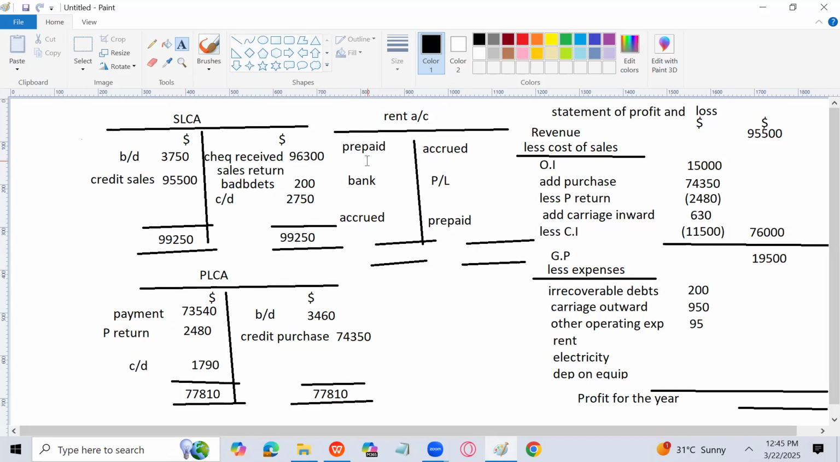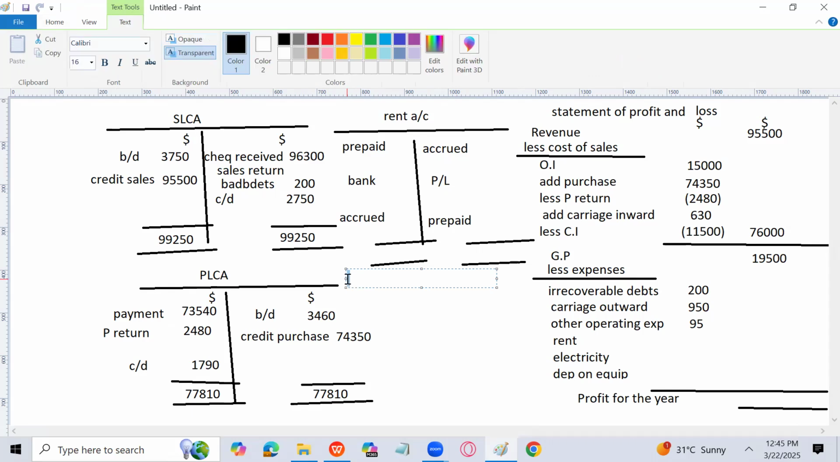Expenses were paid in advance last year, so it is a current asset, that's why it is debited. Prepaid carried down is also a current asset, but sir, why did it come on the credit side?